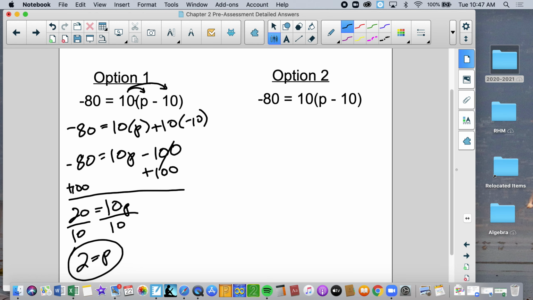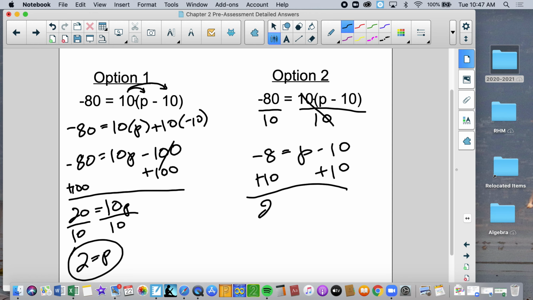Now option 2, remember I said I can't get into this parentheses because Chewbacca is protecting the p. So how can I get rid of this 10? Well, what is it doing to the parentheses? It's multiplying. So what's the inverse of multiplying by 10? Dividing by 10, yeah. And you get negative 8. These cancel. P minus 10, you'd add 10, and 2 equals P. Very efficient.